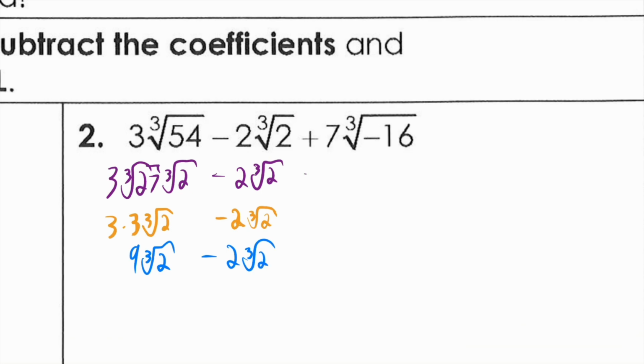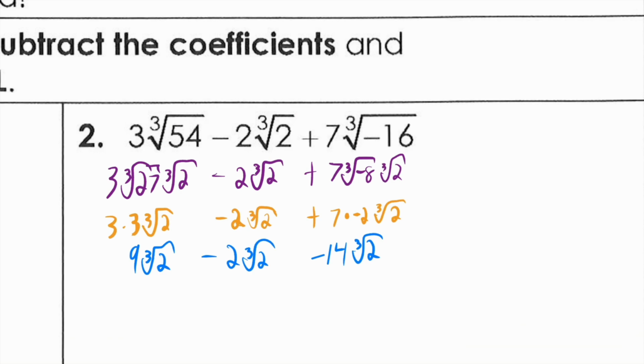And then our last term is the cube root of negative 8 and the cube root of 2, which is 7 times negative 2 times the cube root of 2. So negative 14 times the cube root of 2.